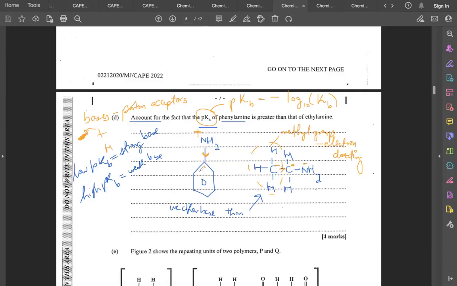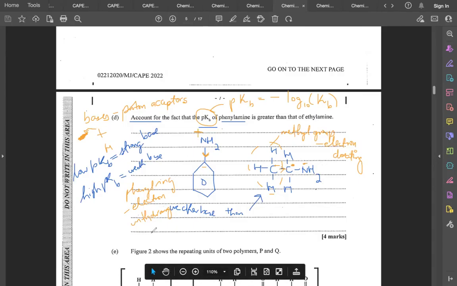So phenyl ring, let me write that here. Phenyl ring is electron withdrawing. Right? Do you guys follow me up to that point? Yes, ma'am. All right. So the net effect is that this ends up having a net positive charge up here. This has a net negative charge over here because the methyl group is donating.